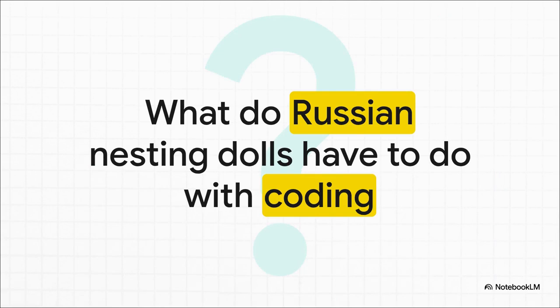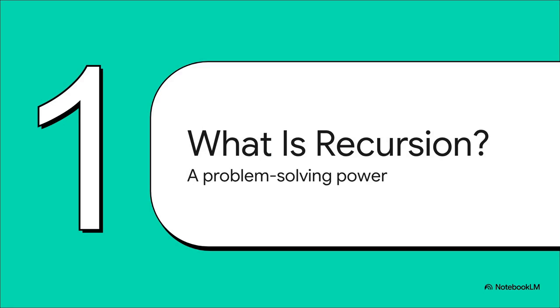So, what in the world do these traditional Russian nesting dolls have to do with coding, right? It seems like a stretch. But it turns out they hold the visual secret to understanding recursion in a way that just clicks. And by the end of this, you're going to see that connection perfectly. All right, let's dive right in.